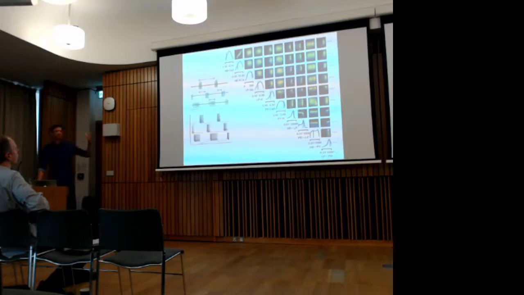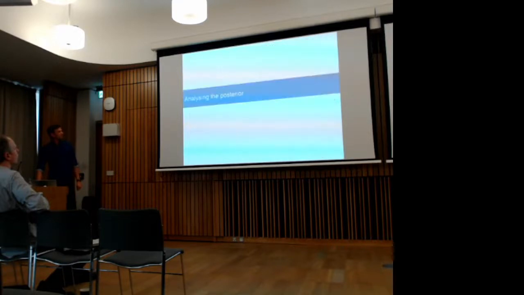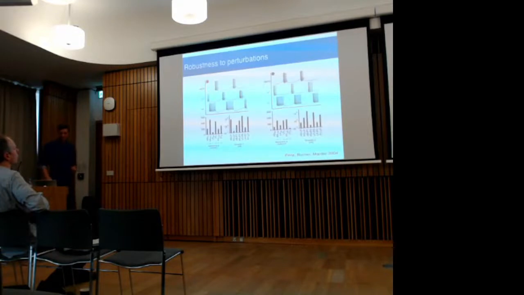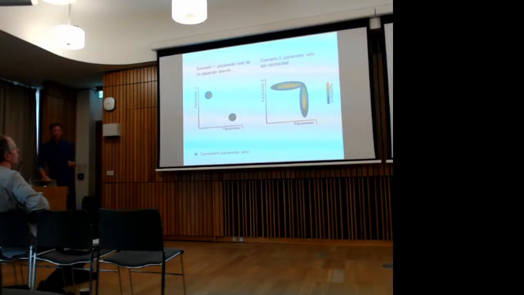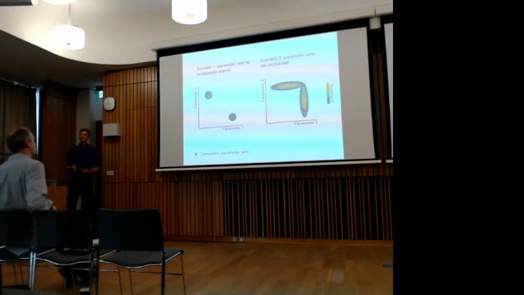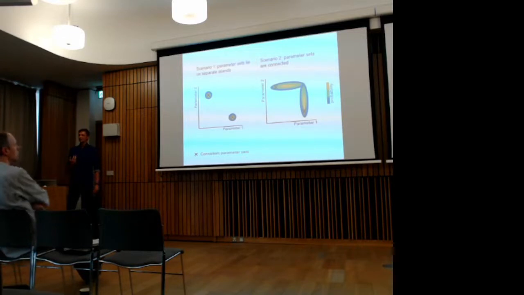We can validate this by sampling from the posterior, taking a parameter set, and simulating it, and indeed it matches the statistics of the experimental data relatively well. Okay, now, we then set out to analyze the posterior, and in particular we wanted to know of these two parameter sets that we have here: are they somehow connected in parameter space, or do they lie in separate islands?